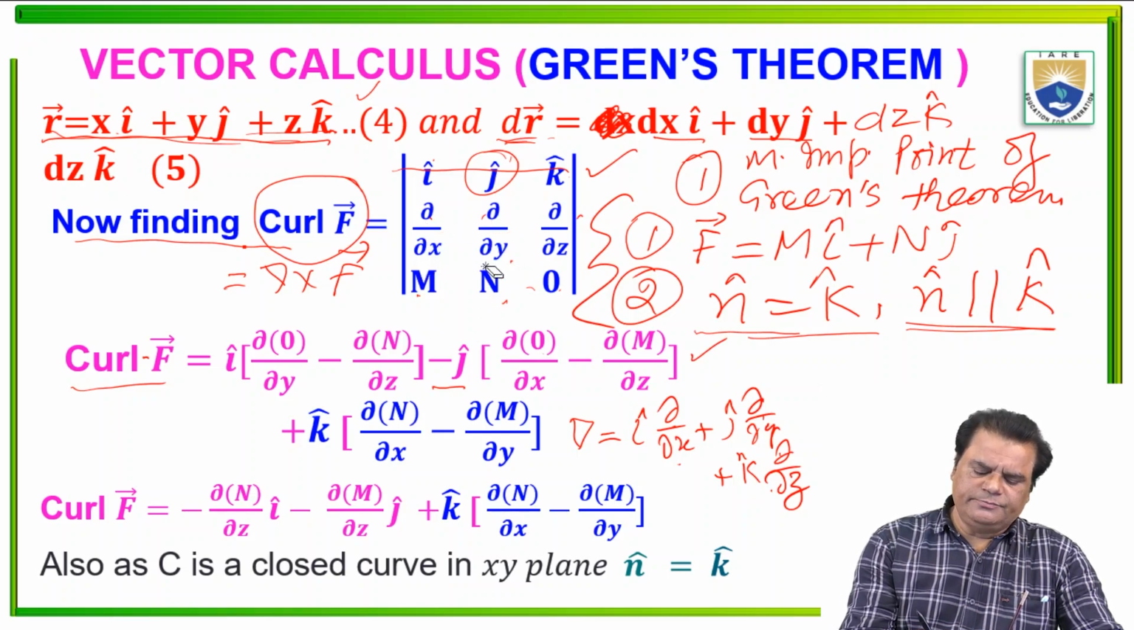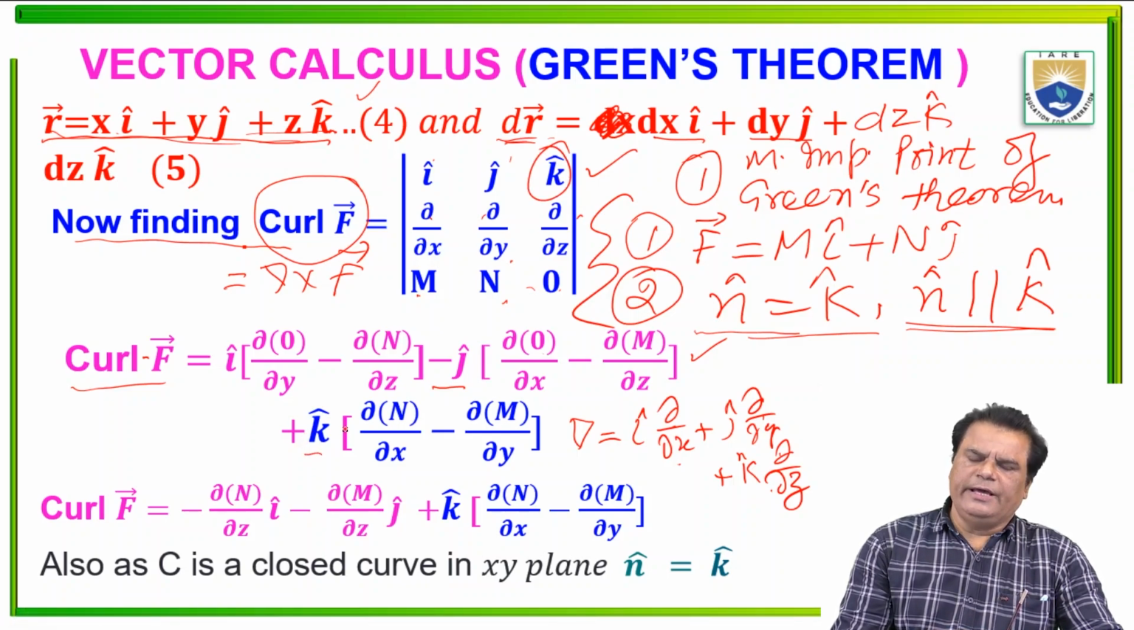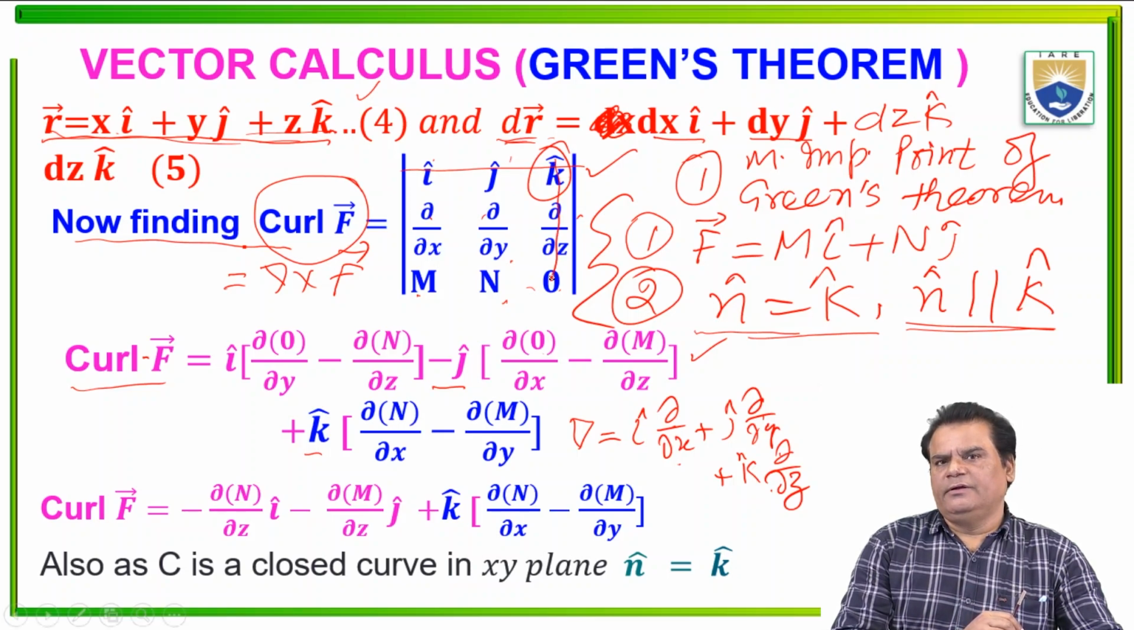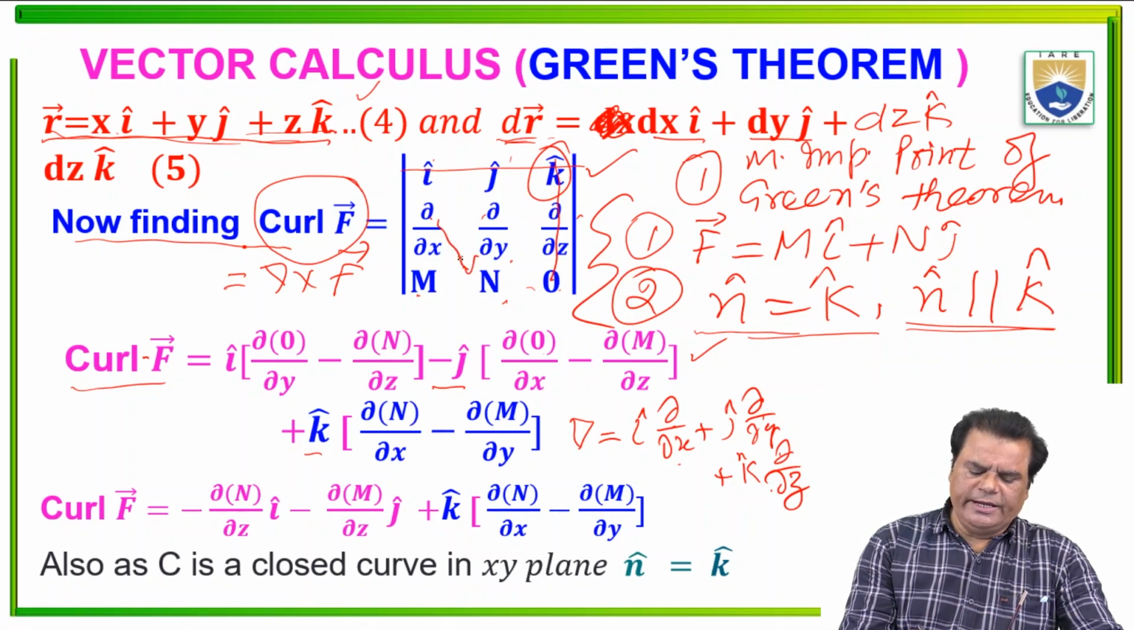And last, we take k. This is the third one, k. For k, the first row is cancelled and the third column is cancelled. Now multiply this and this. So ∂/∂x of n minus ∂/∂y of m.